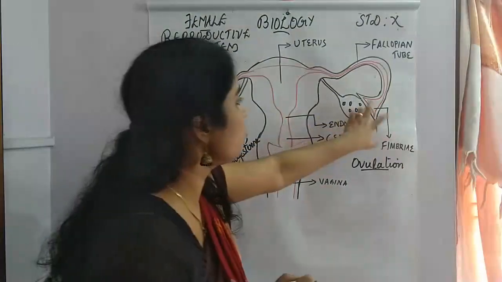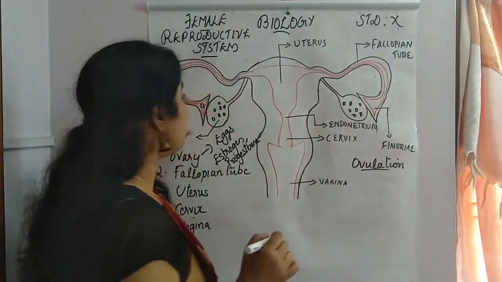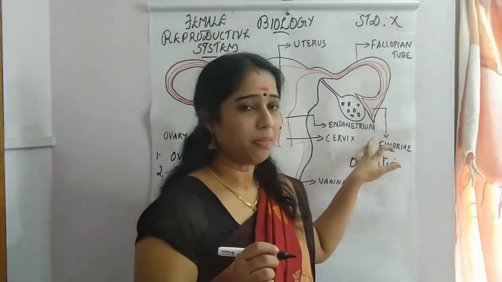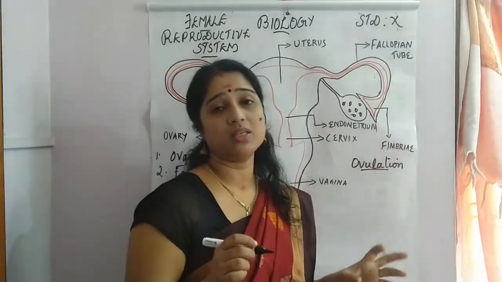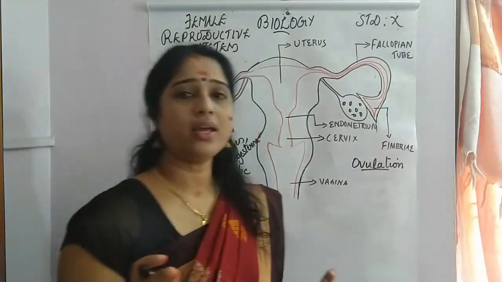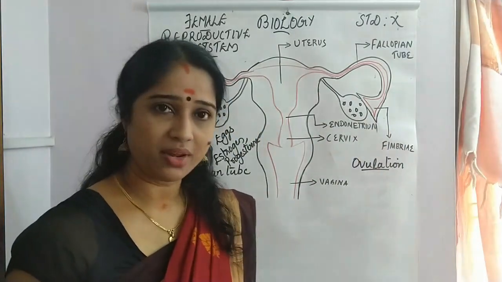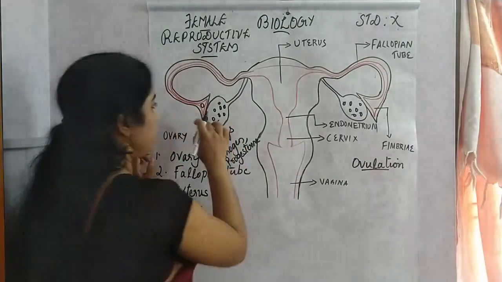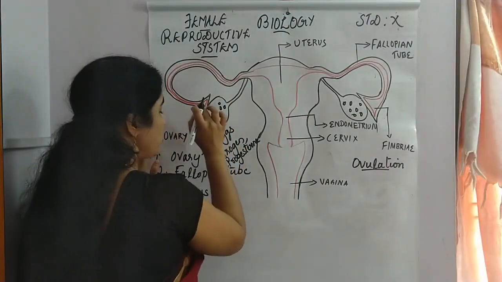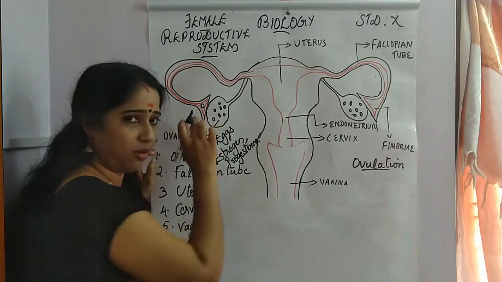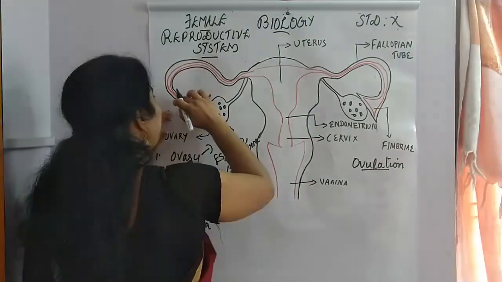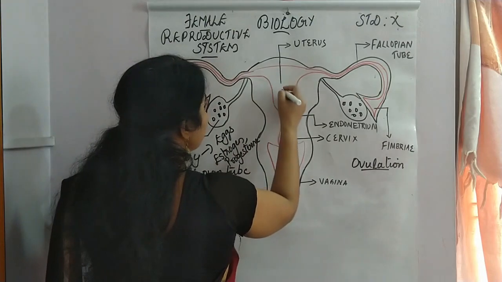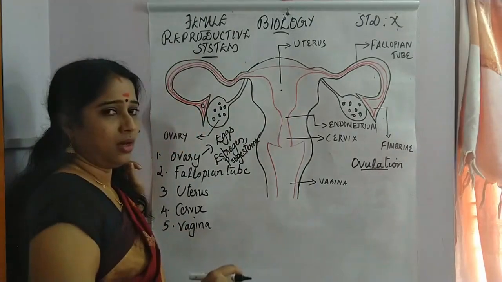So the entrance, this funnel shaped structure near the ovary, is known as the fimbriae. It's a part of the fallopian tube. Since the egg is released into the fallopian tube, this egg moves very, very slowly, and it reaches the uterus.